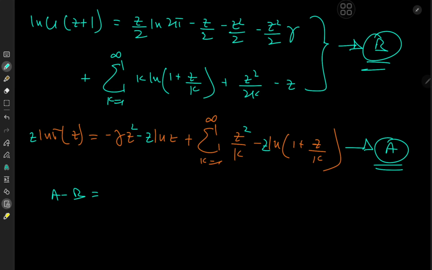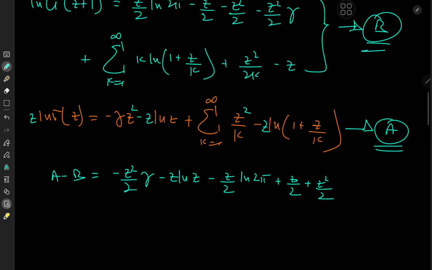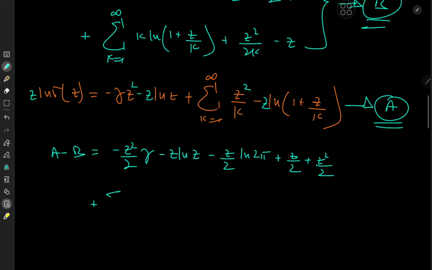So that yields, let's see, the only common term I see is this Euler-Mascheroni times z squared term. So subtracting these two gives us negative z squared over 2 times the Euler-Mascheroni constant, and everything else is just going to remain as it is except for flipping the signs. So we have negative z log z minus z over 2 log 2 pi plus z over 2 plus z squared over 2. And now for combining the infinite series terms, we have the sum over k from 1 to infinity.